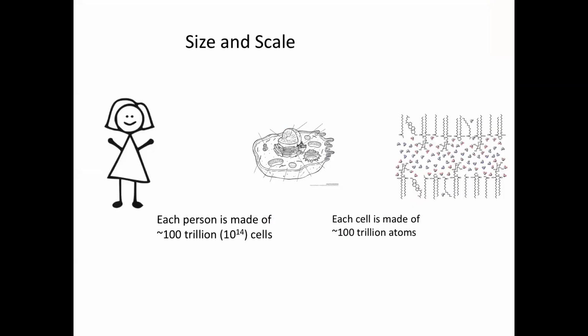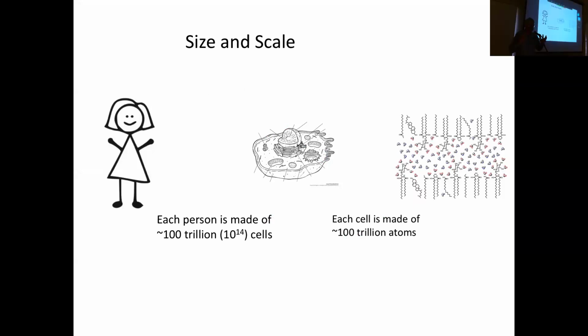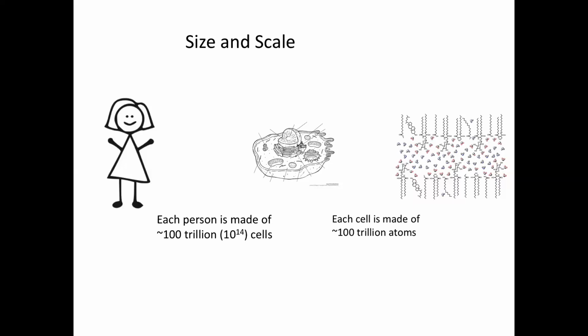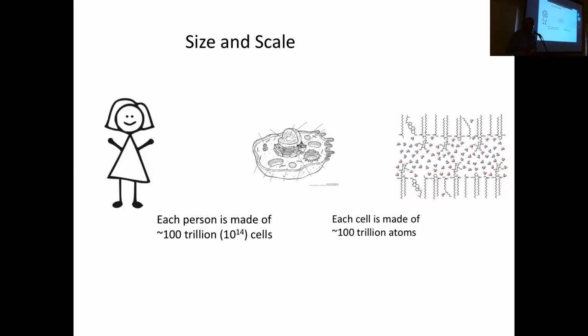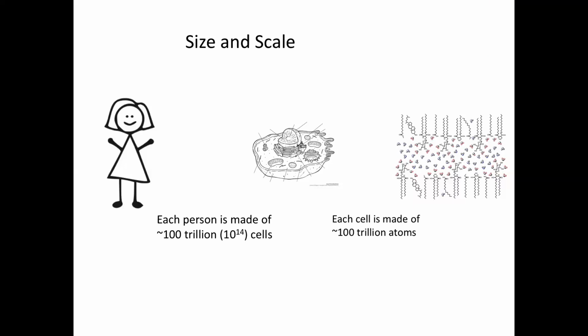So we should get started here, really put this in the context of the size and complexity of cells, because, you know, we all listen to these astronomers and they give us these huge numbers. Well, the biological world deals in astronomical numbers. So every person is made of 100 trillion cells. 14 zeros. And every cell is an enormous world in itself.